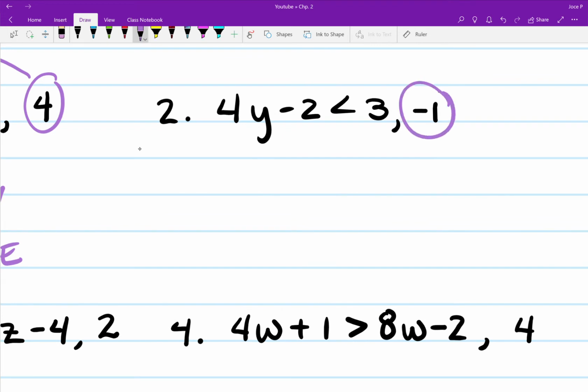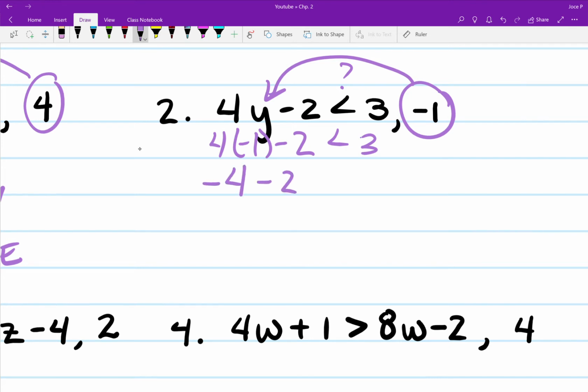We're going to substitute in negative 1 for y to figure out if this is true. 4 times negative 1 minus 2, less than 3. So now we have negative 4 minus 2, less than 3. Negative 6 is indeed less than 3. So this is also true.